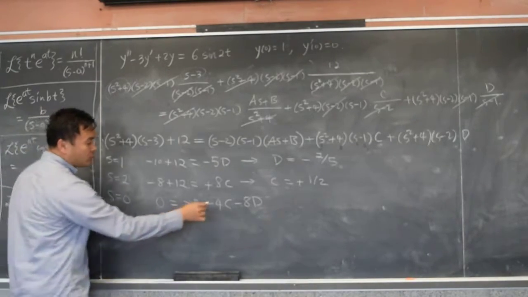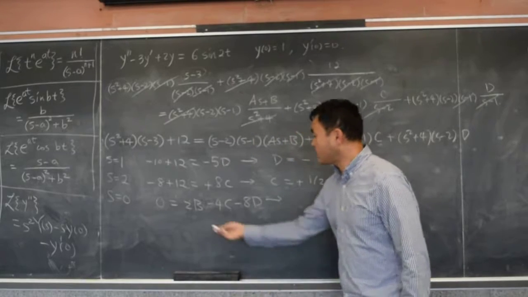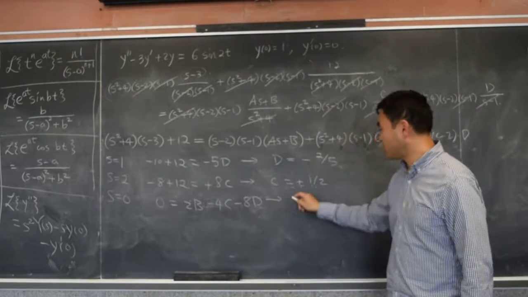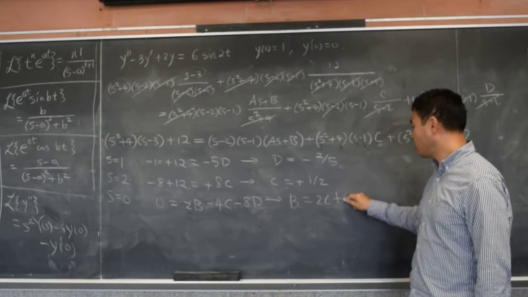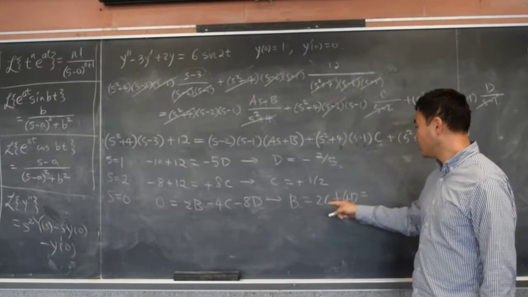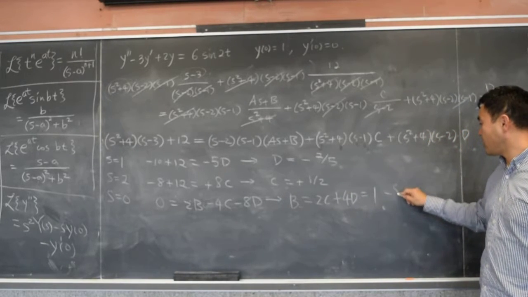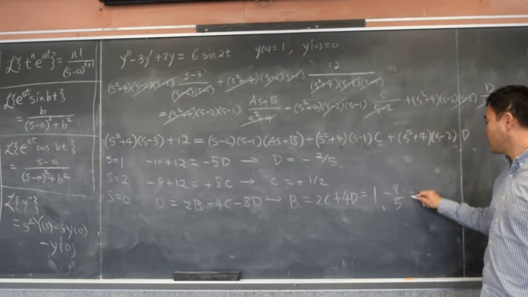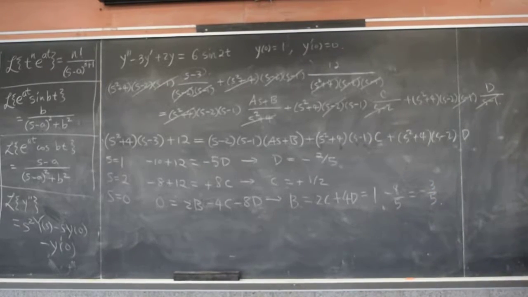So if I move this to the other side and divide by 2, I get b equals 2c plus 4d. And 2c is 1. 4d is negative 8 over 5. It's negative 3 over 5. All right, then we run out of nice numbers to plug in.